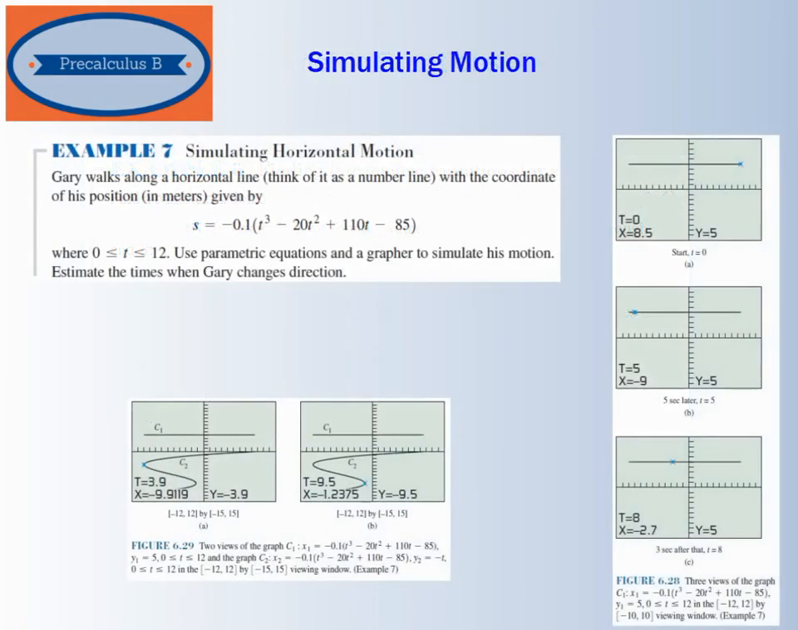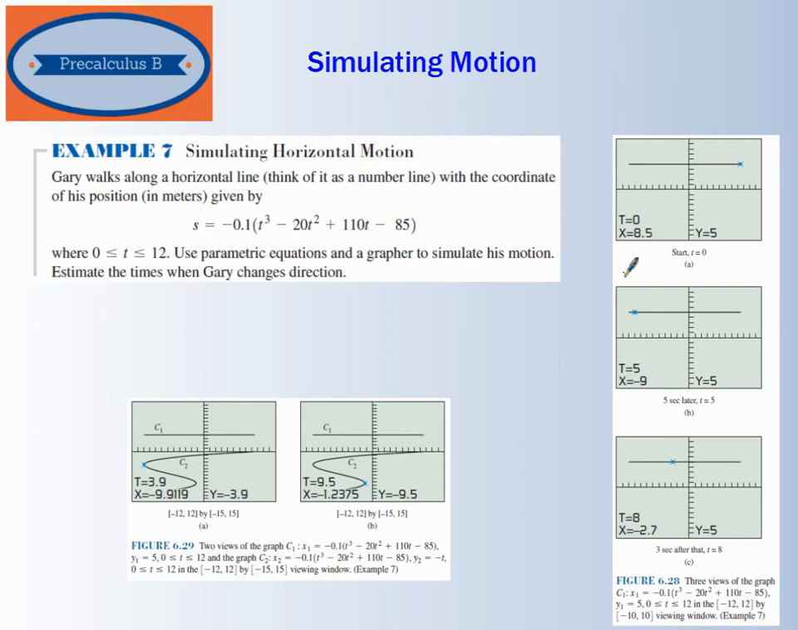We can use parametrics to simulate horizontal motion. So say we have Gary walking along a horizontal line with the coordinate of his position in meters given by this particular equation right here, where s is negative 0.1 times t to the third minus 20t squared plus 110t minus 85, where t goes from 0 to 12. We can use parametric equations and the graphing portion of our calculator to simulate this motion. And we can use it to estimate times when he's changing direction.